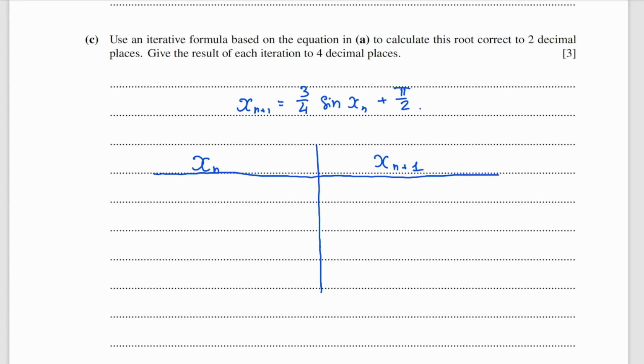Now, since we know that the root of the equation is in between 2 and 2.5, we can choose any number in between those two. Let's say 2.1. Now we substitute it into the formula for x_(n+1). Okay, that's what I got. And now that goes to x_n, and we repeat the process.